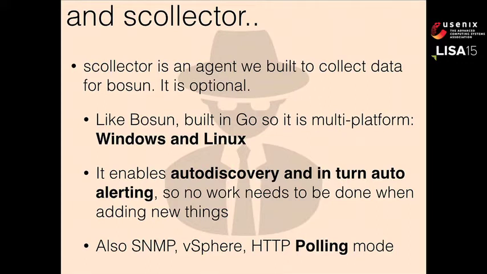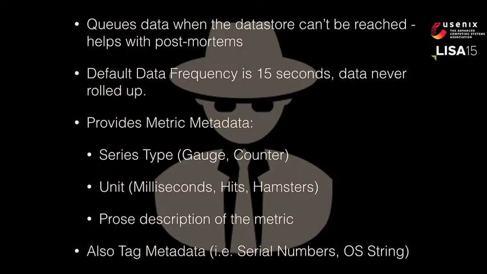And it does various polling too. Some of the neat features of scollector is it'll queue up data if the data store can't be reached. So that way, if you have a network blip or something, the data is going to flow in afterwards with the original timestamp, so you can do a little bit more forensic work there. The data frequency by default is every 15 seconds, so that's a pretty decent resolution. It's not down to the level of on-box profiling, but the idea is to give us enough so we can really see the shape of data and get enough samples that we could start to do some significant alerts.